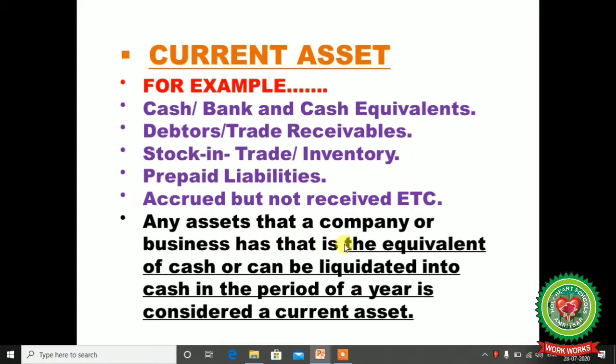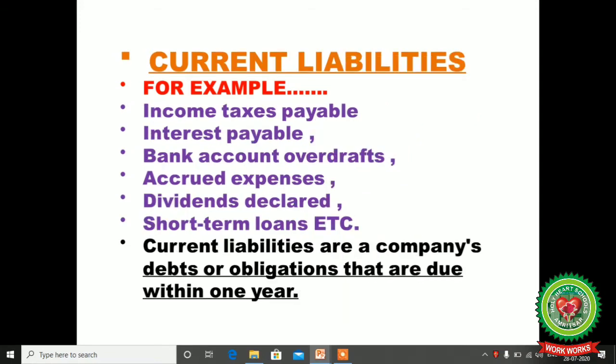Okay, an asset that a company or a business has that is the equivalent of cash or can be liquidated into cash in the period of a year is considered a current asset. Easily, if you convert your asset, realize your asset within 1 year, then it is to be considered as the current asset. Otherwise, it is fixed asset.